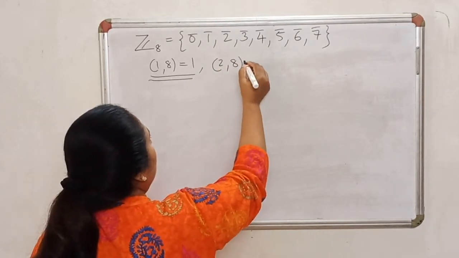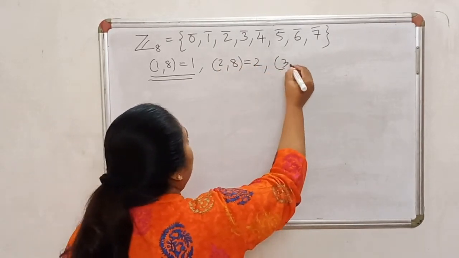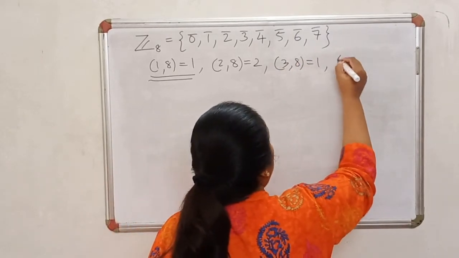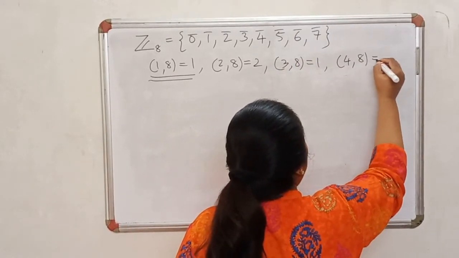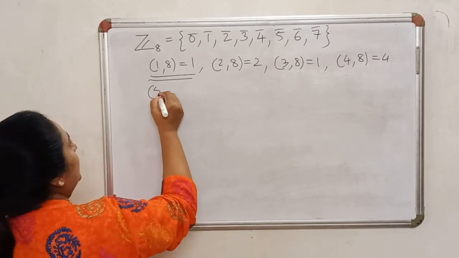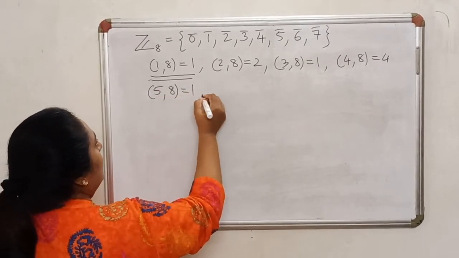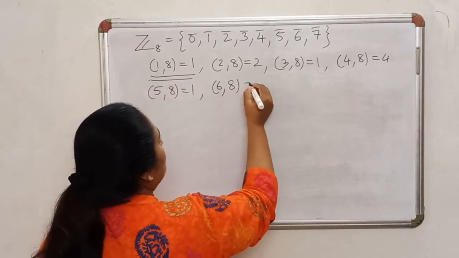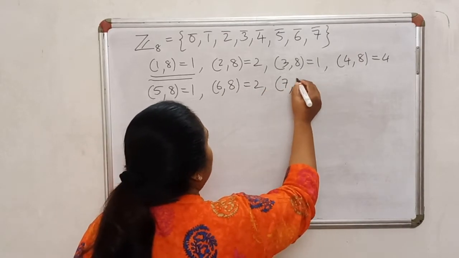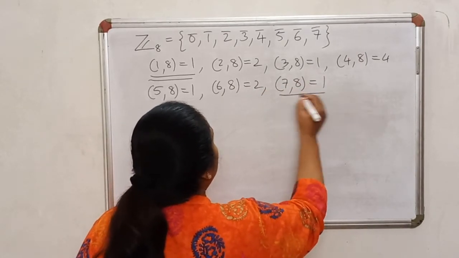GCD of 2 and 8 is 2. GCD of 3 and 8 is 1. GCD of 4 and 8 is 4. GCD of 5 and 8 is 1. GCD of 6 and 8 is 2. GCD of 7 and 8 is 1.